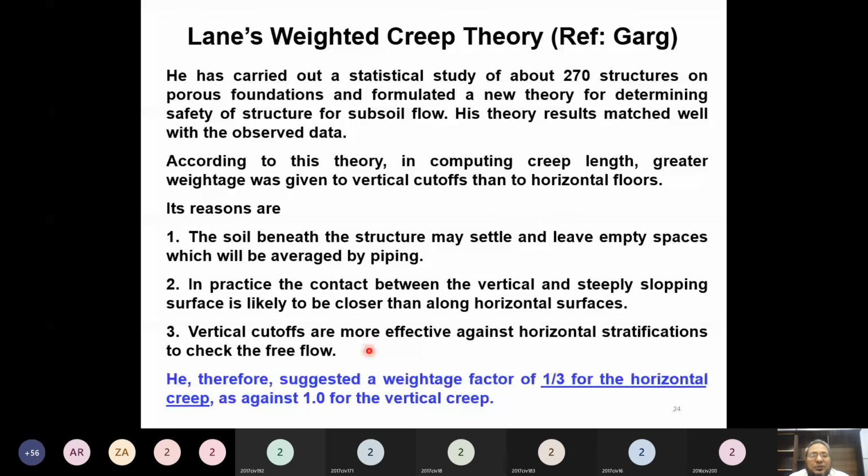structures play a more important role, and on that basis he therefore suggested a weightage factor of 1/3 for horizontal creep as against 1 for the vertical creeps. Okay, so this was the justification given by Lane.